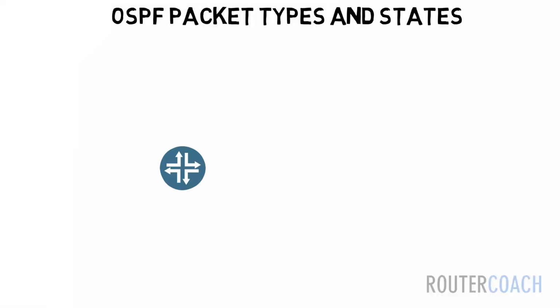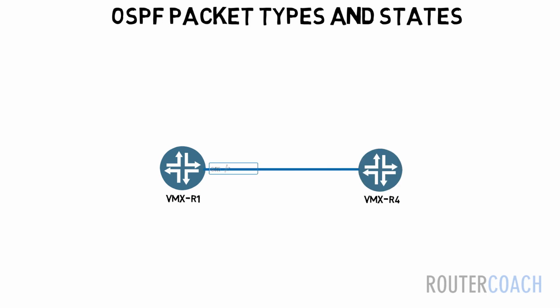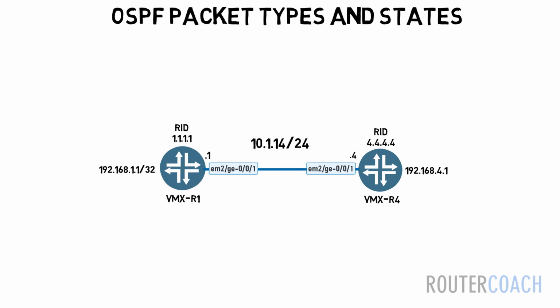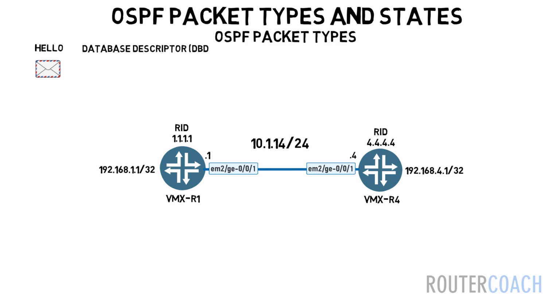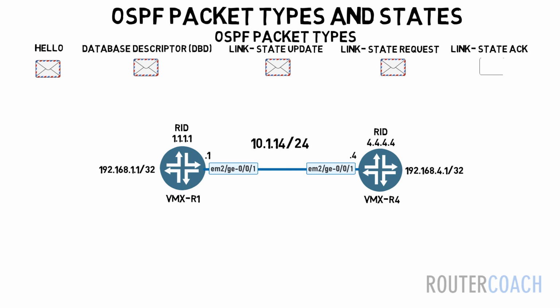So we saw in the previous video that R1 and R4 managed to establish an OSPF adjacency, which is cool and everything, but how was that actually achieved? To understand how OSPF devices achieve and maintain adjacencies, we need to understand something about OSPF packet types and OSPF states. We will set our router IDs back to 1.1.1.1 for R1 and 4.4.4.4 for R4, and we can see that we have 5 different packet types and 7 different OSPF states.